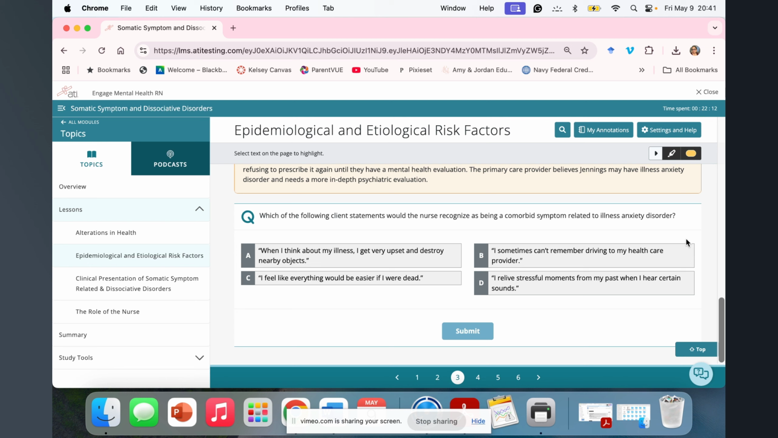A, when I think about my illness, I get very upset and destroy nearby objects. B, sometimes I can't remember driving to my healthcare provider. C, I feel like everything would be easier if I were dead. D, I relive stressful moments from my past when I hear certain sounds. So this one may be a little tough.